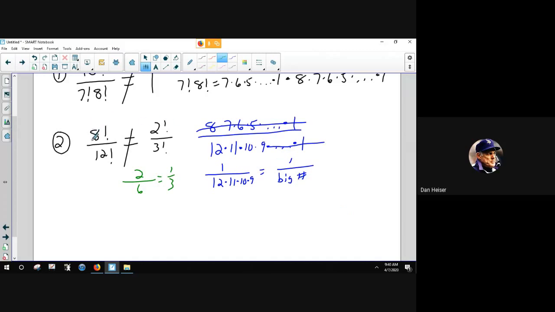Again, these are all multiplication terms. 8 times 7 times 6 times 5, all the way down. 12, 11, 10, 9, all the way down. We don't simply get to just reduce these and then apply the factorial. Think order of operations. We multiply all these out, then we look to reduce. Or we write out the terms, we reduce all the common factors out, then we multiply.